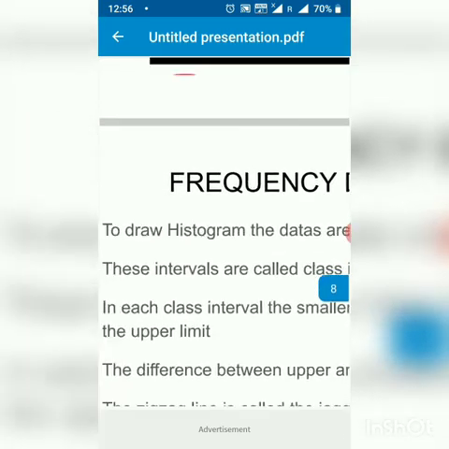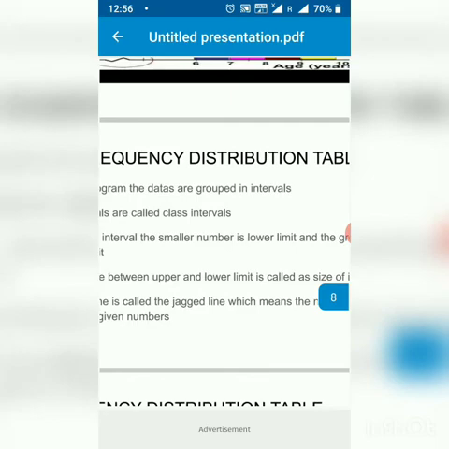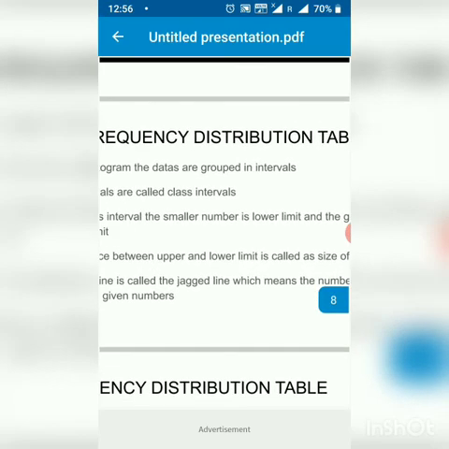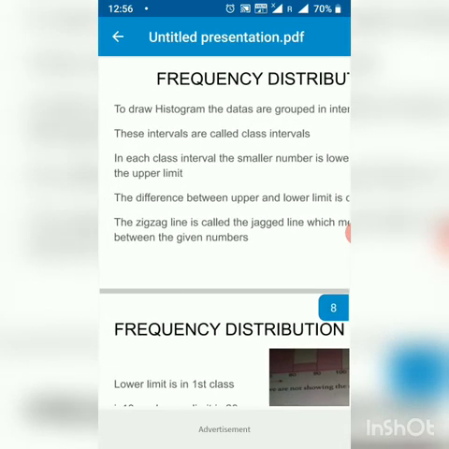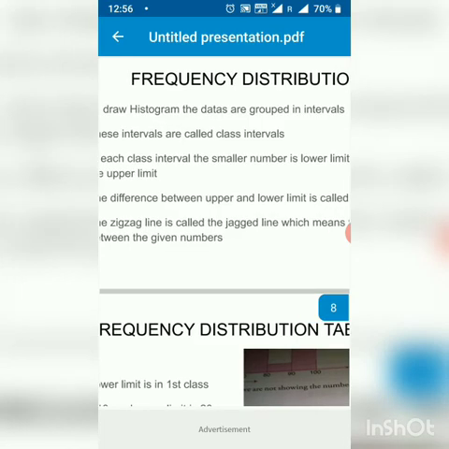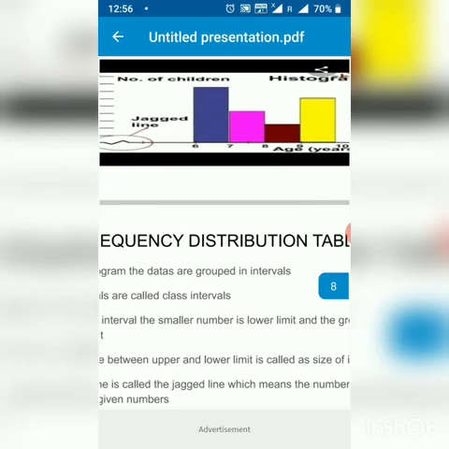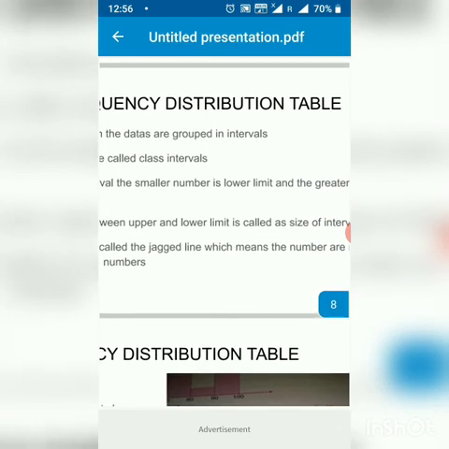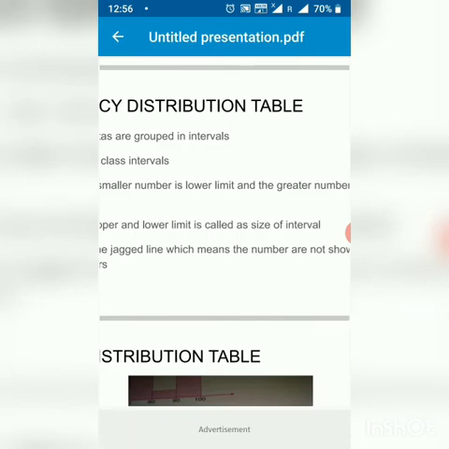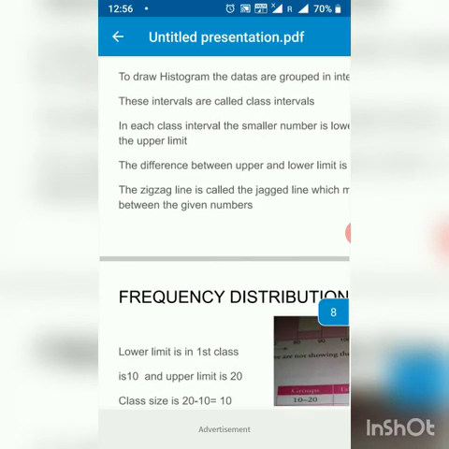So this frequency distribution table you have to understand. In this, each interval is known as a class interval. The upper one is the upper limit, the lower value is the lower limit, and the difference between the upper and lower limit: here see, upper is 7, lower is 6, so 7 minus 6 is 1, 8 minus 7 is 1, 9 minus 8 is 1, 10 minus 9 is 1. That is called the size of the interval.